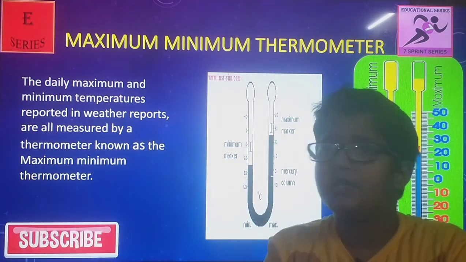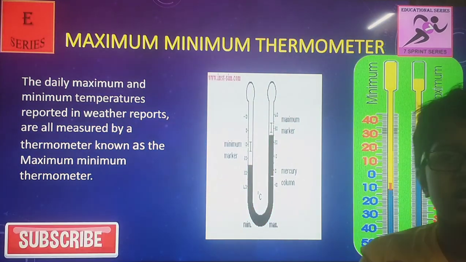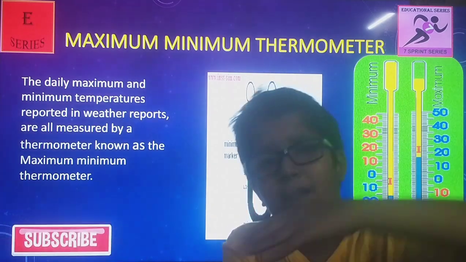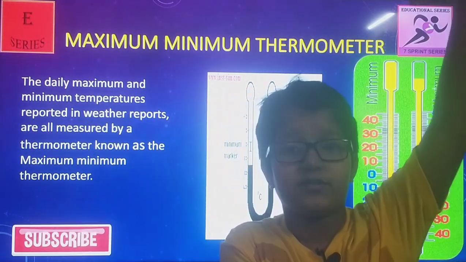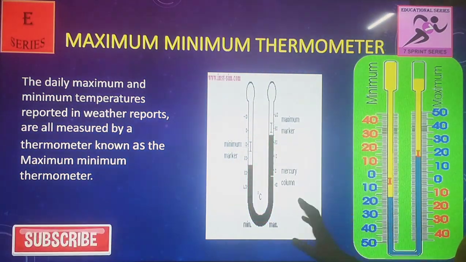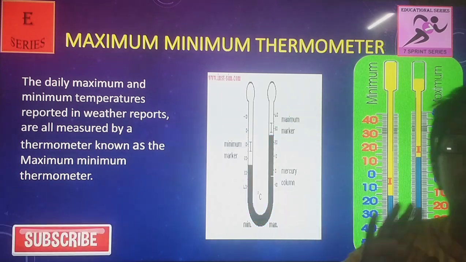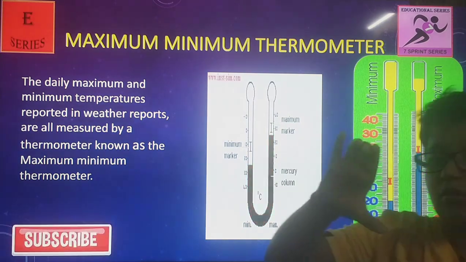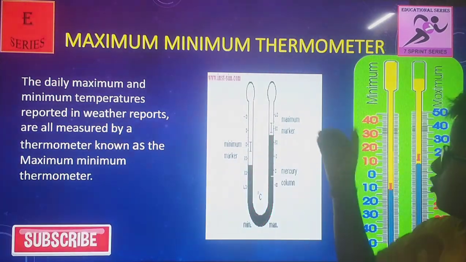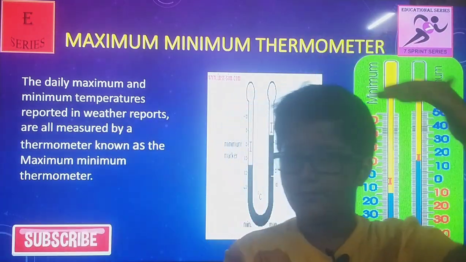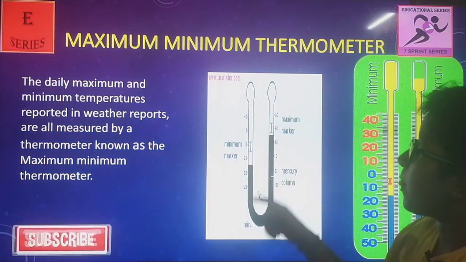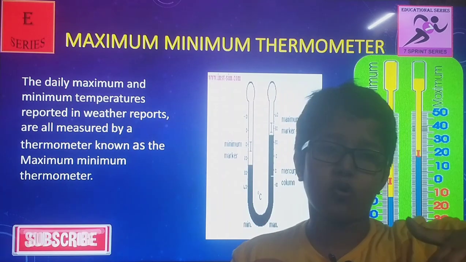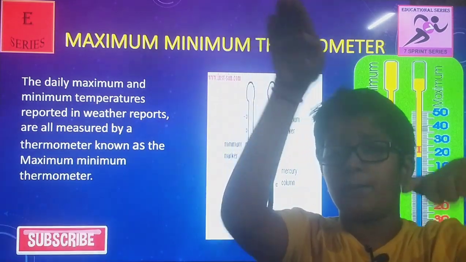Maximum minimum thermometer. This kind of thermometer is used for weather reports, for example, it's kept in one place and it records throughout the day or month. For example, there are two kinds of tubes here. When there's a lot of heat, the mercury grows a little, then more heat comes and it grows a little more, and at the end it stops. At the same time, when it's colder, it goes lower. If there's more cold, it goes lower still, and when there's no more cold, it just stops there.